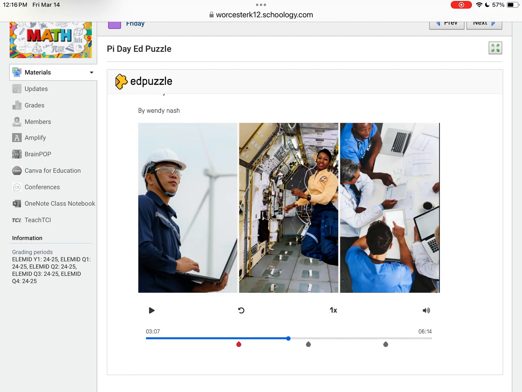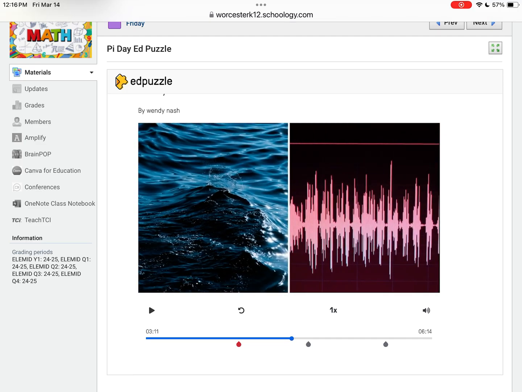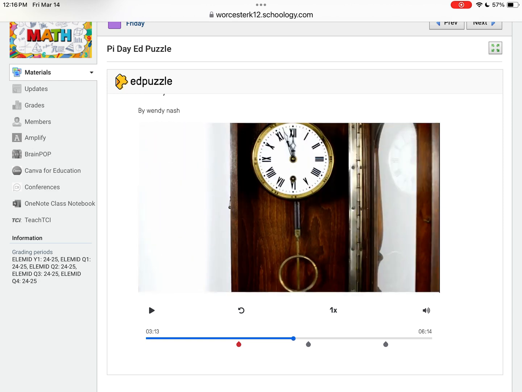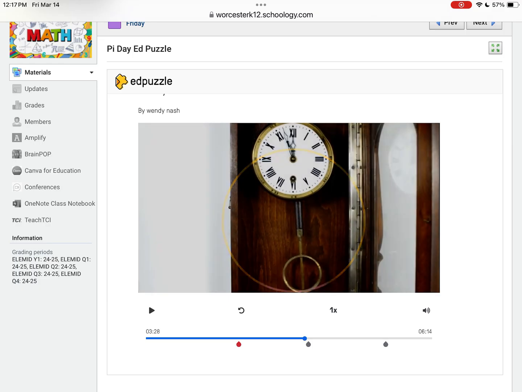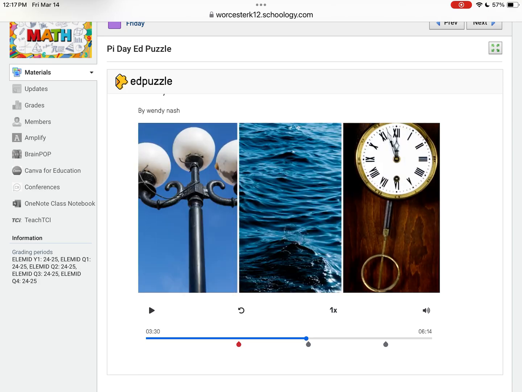Pi can also be used to measure anything that travels in waves, like water, sound, and light. And it can even help us tell time. See how the path of this pendulum creates part of a circle? Clock designers use pi to ensure that the pendulum is designed and built just right, so the clock does not move too slowly or too quickly. What do these examples teach us about pi?